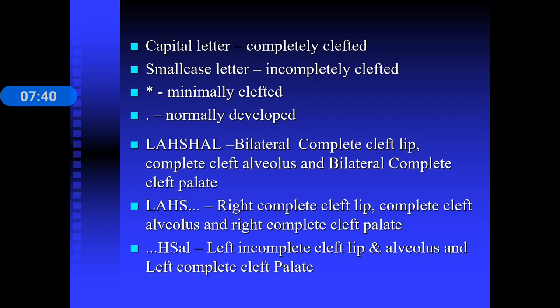Similarly, if you wanted to show a left incomplete, then the initial right side would be all dots, and then you have the HS capital and AL small. So this means that there is a left incomplete cleft lip, incomplete cleft alveolus, and a left complete cleft palate, and the right side is normal. So I think this is an easier way of depicting it.